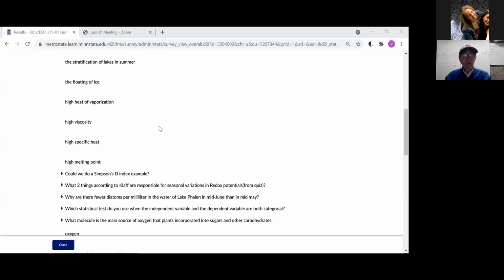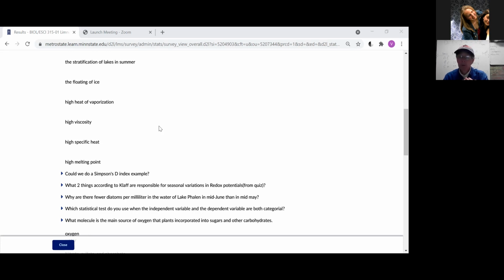Okay, what two things, according to Calf, are responsible for seasonal variations in redox potential? He talks about the things that determine the momentary balance, on short time scales, and that's photosynthesis and respiration. So the redox potential goes up and down with the oxygen concentration.